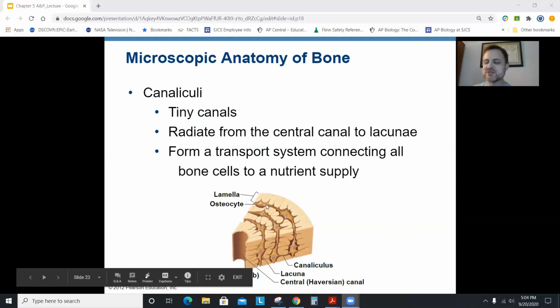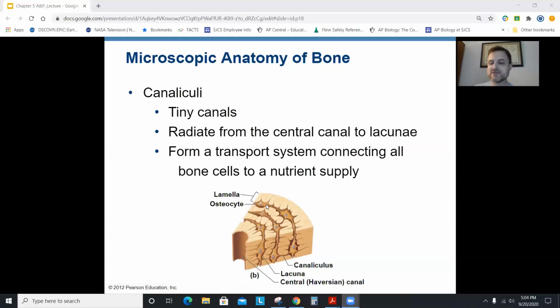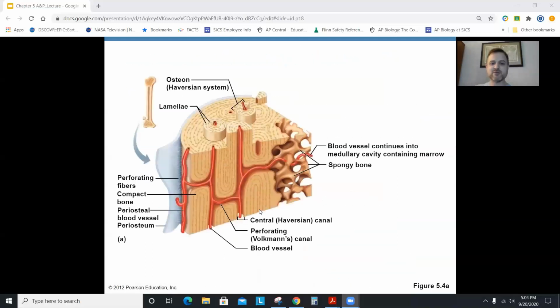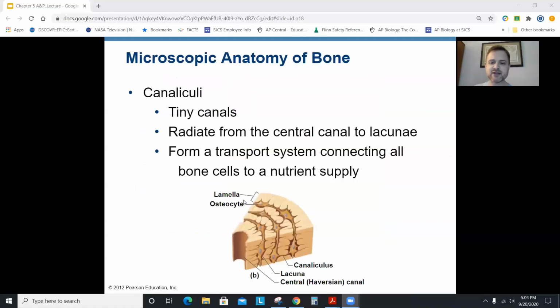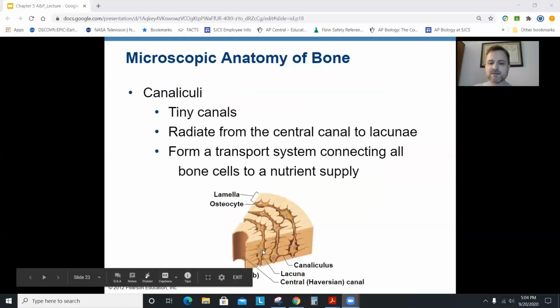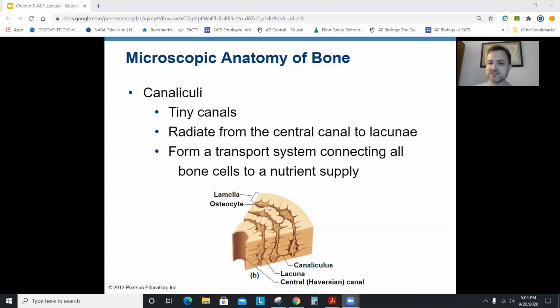It's similar to the idea of a Volkmann or perforating channel from the previous slide, but this is within one osteon. Let's go back a second. The Volkmann's channel connects different osteons, right? The canaliculi connect the rings within a single osteon.